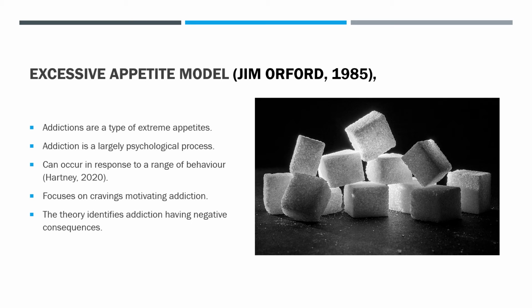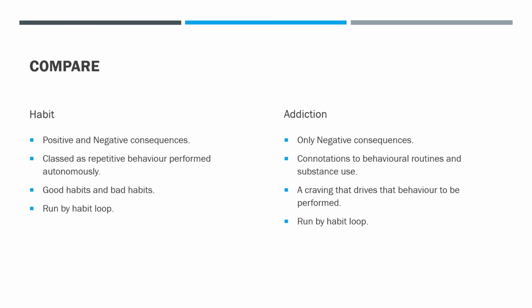The excessive appetite model focuses on cravings motivating addiction, with the theory identifying that an addiction has a negative consequence whether to the individual themselves or to the people around them. The easiest distinguisher between a habit and an addiction is the negative consequences associated with addiction. A habit can be both good and bad, while an addiction can only have negative consequences.